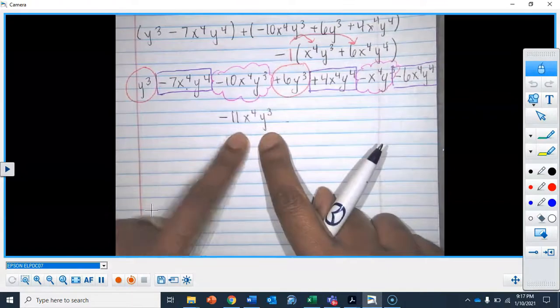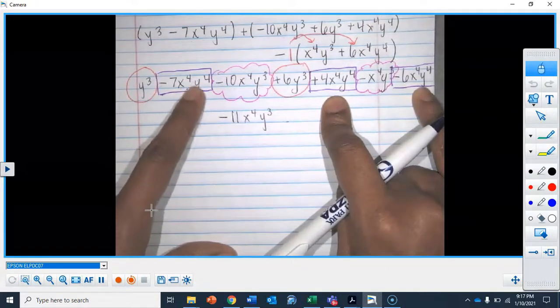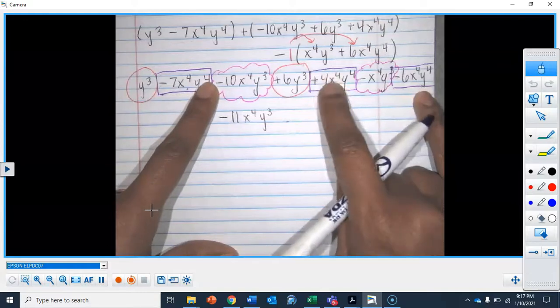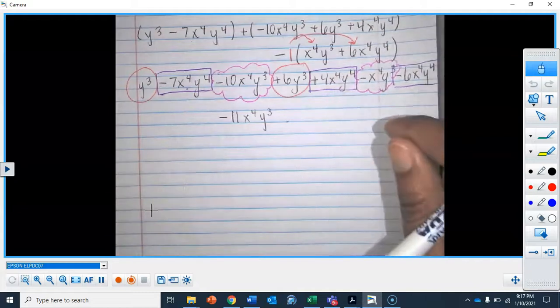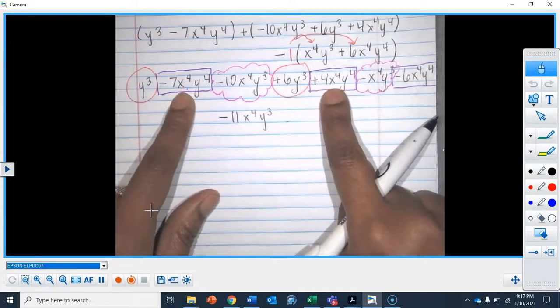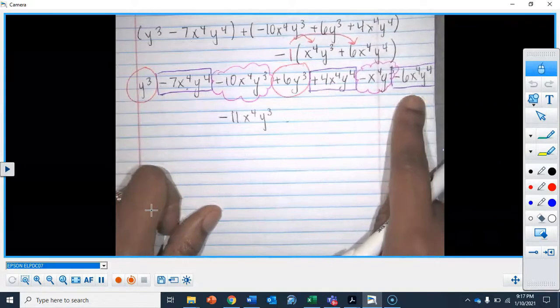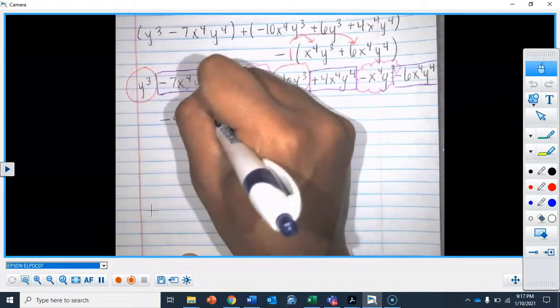Now, I just realized, look at the purple boxes. Notice how these also are x to the fourth, y to the fourth. This is actually the one that should go in the front because, again, both of those degrees are the highest on the x and y. So if I have -7 plus 4, that's -3, and then -3 minus 6 is -9. So we're going to put -9 x to the fourth, y to the fourth.